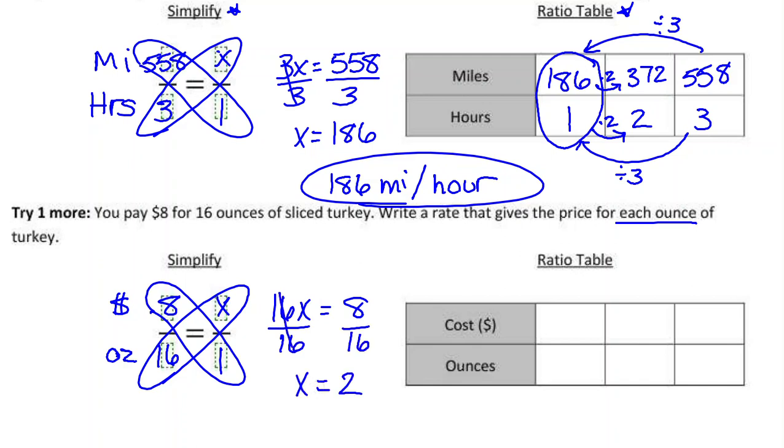Oh, I'm sorry, not 2. My mistake. You actually get x is equal to half, 0.5. Don't be scared of decimals. It's money. Decimals and money go together.